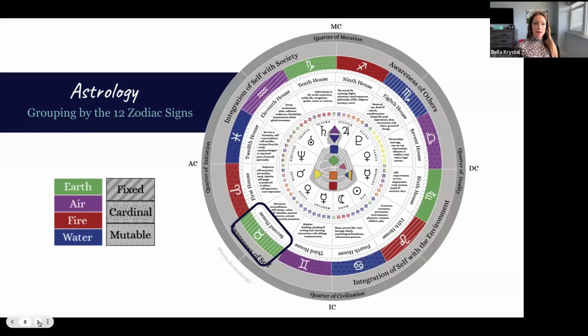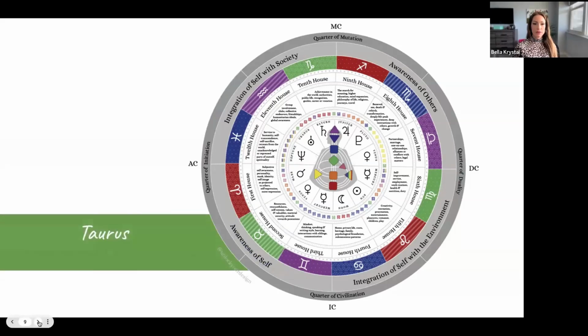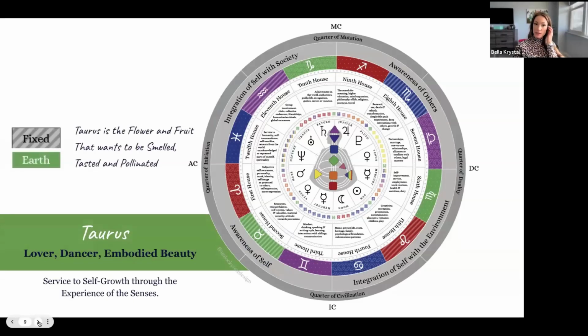So some of the characteristics of Taurus: the lover, the dancer, and embodied beauty, service to self-growth through the experience of the senses. And this is fixed earth. So first time in the wheel, we meet earth. And Taurus is the flower and the fruit that wants to be smelled, tasted, and pollinated.